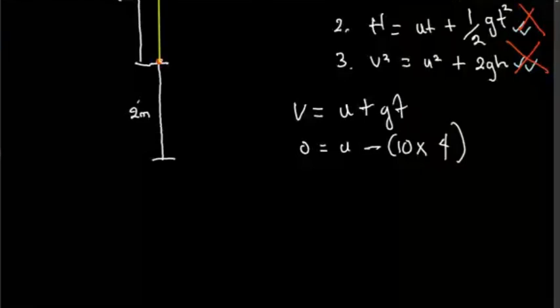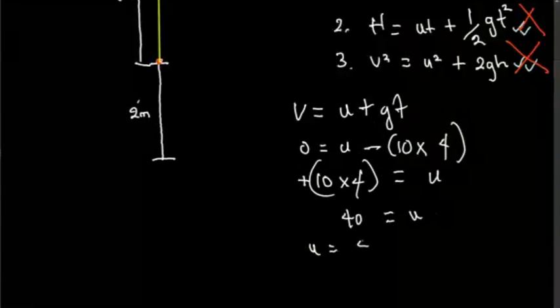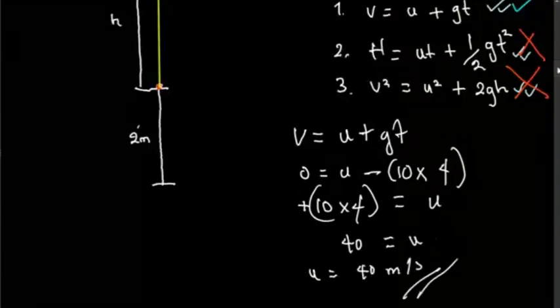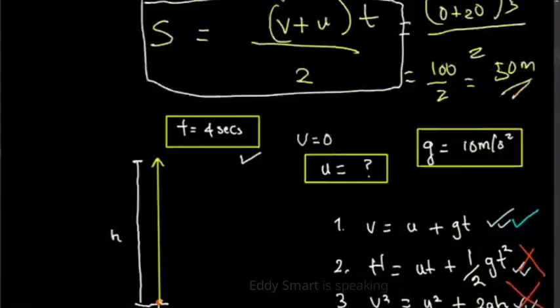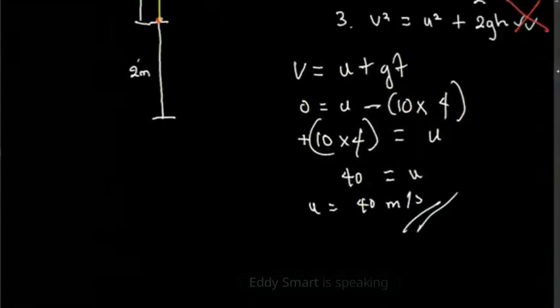All right, so move this one to the other side. Move this to the equation. We're going to have plus 10 times 4 is equal to U. 10 times 4 is what? 40. So our U is equal to 40 meters per second. Do you understand the first part of the question now? Yes, sir. So we understand part I.